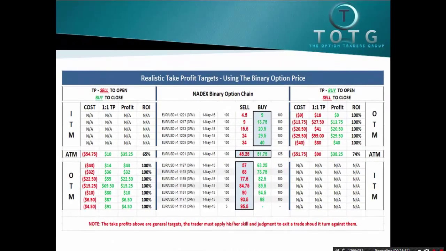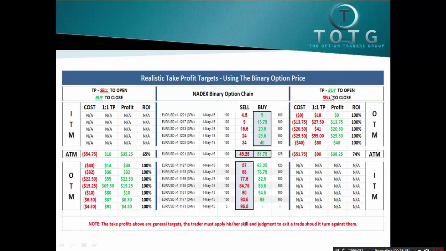Okay, and I put this together, and the key word here is realistic. These are realistic take profit targets using the binary option price. Just quickly, in the in-the-money sections there is a bunch of NAs, because as I just talked about, we do not usually set take profits on these. So we can skip right over those and get into the OTM, the out of the money, and the at the money contracts.